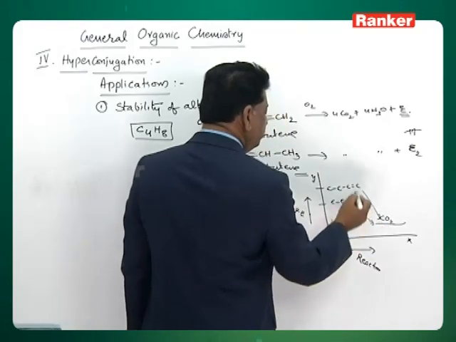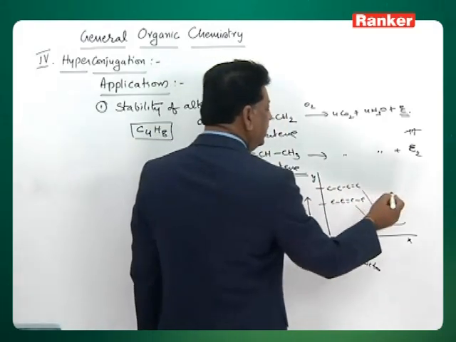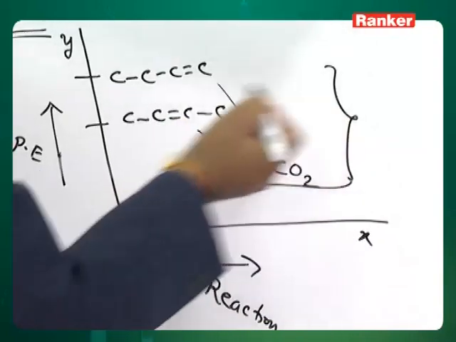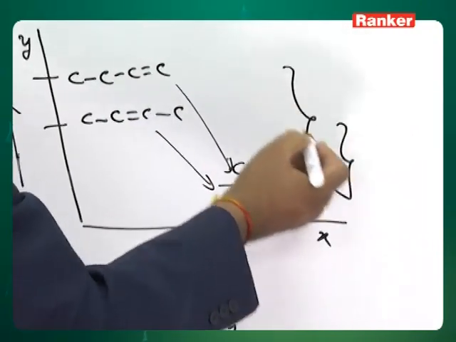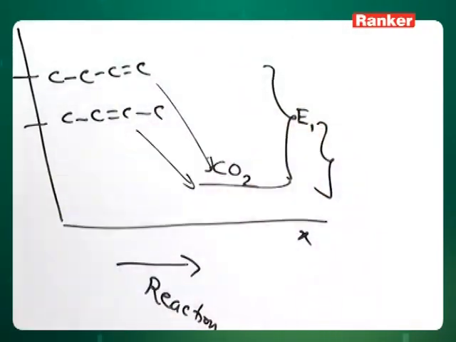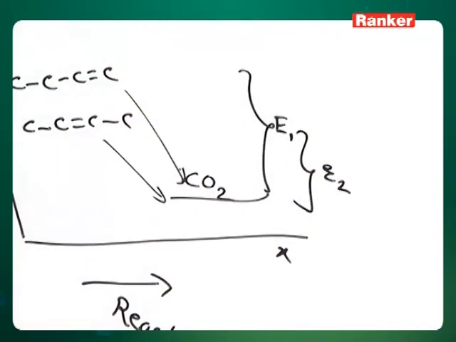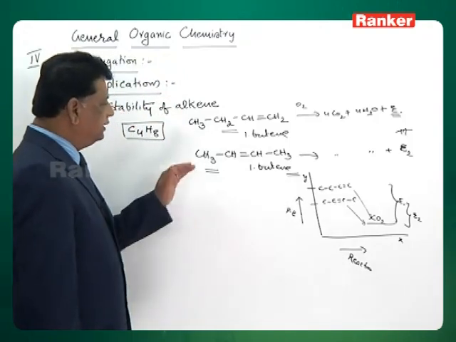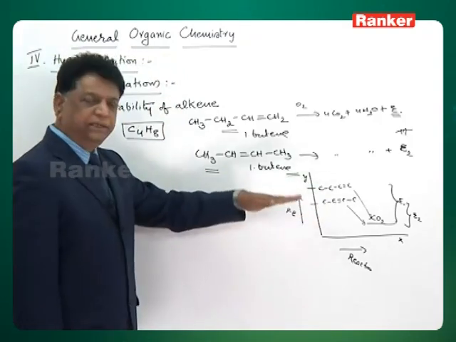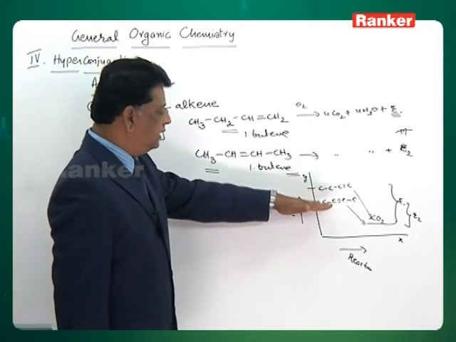So which gives more energy? 1-butene gives more energy. This is the 1-butene energy, this is the 2-butene energy. So 1-butene gives E1 energy, and 2-butene gives E2 energy, which will always be lower, because the molecule is already stable. Stable molecules will have less potential energy.